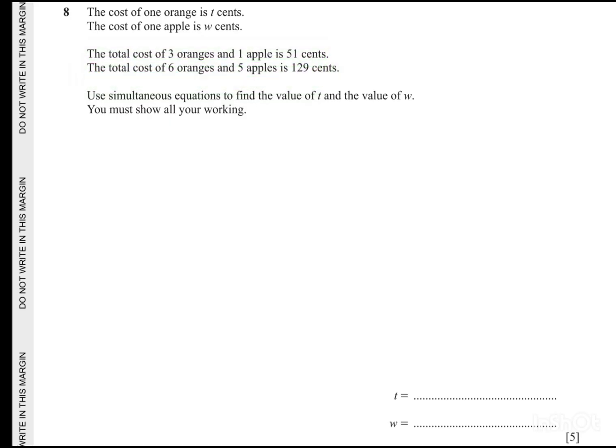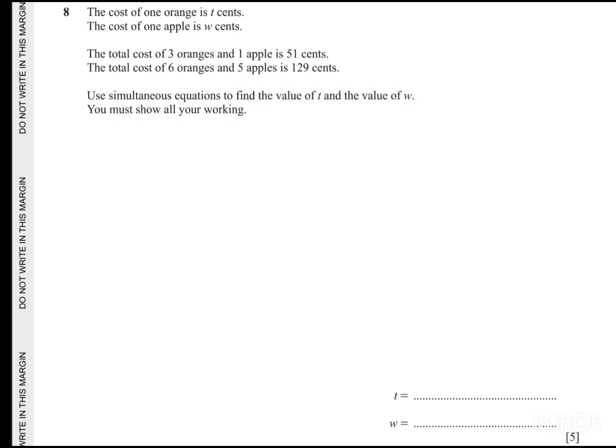Now here you have to form the equations for each information given here and use the simultaneous equations. Already a clue is given to us. So simultaneous equations means we need to form two equations and solve and find the value of T and W here. So form the equations here first.